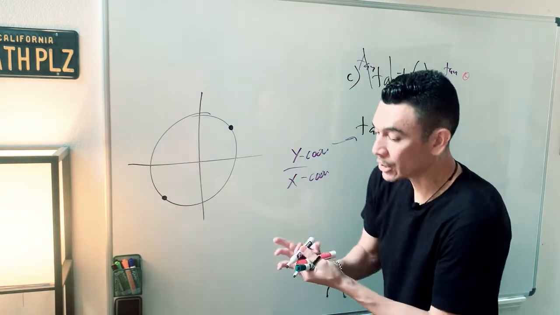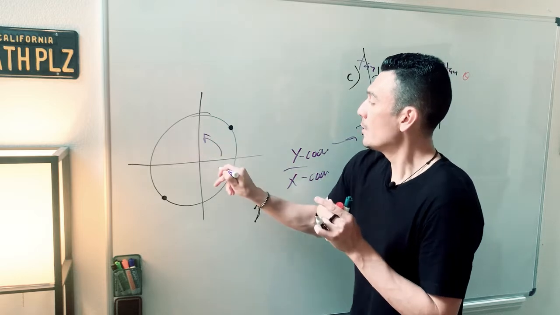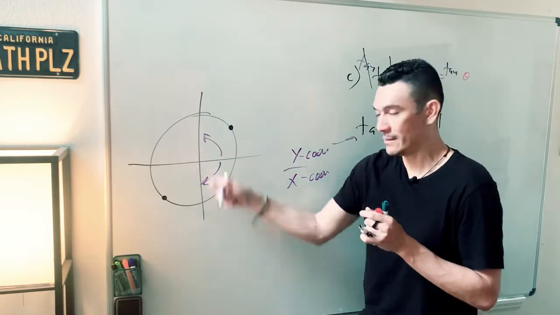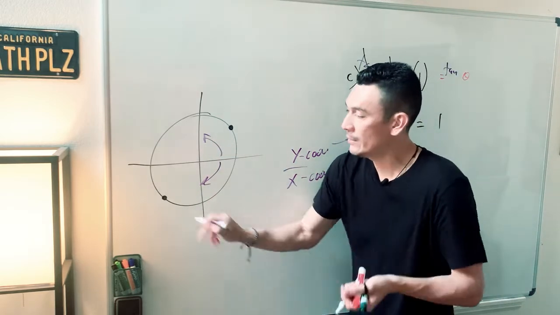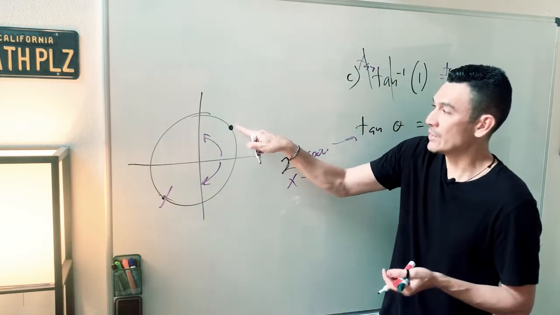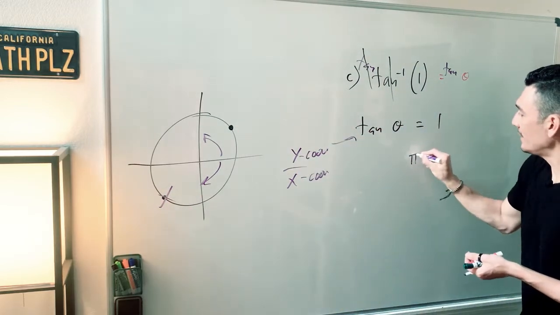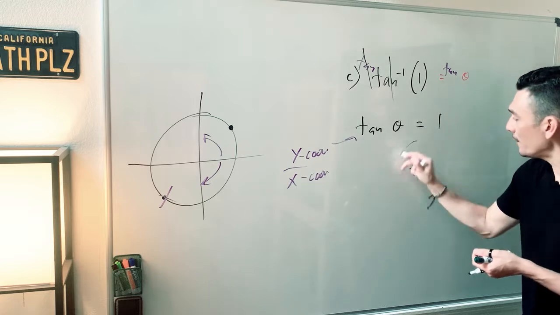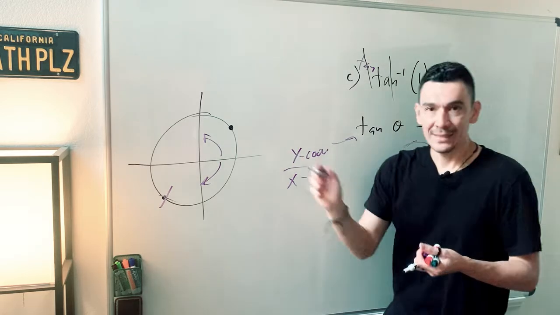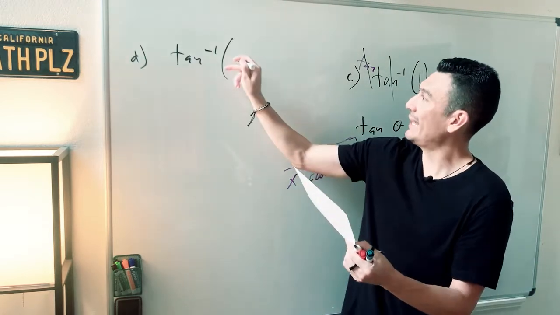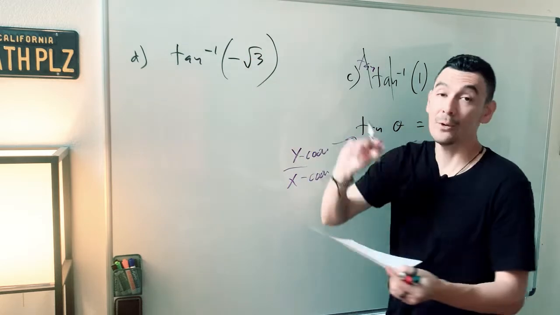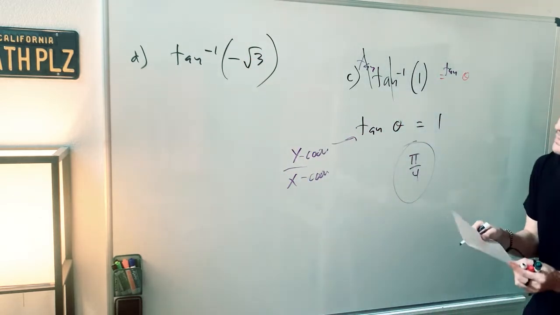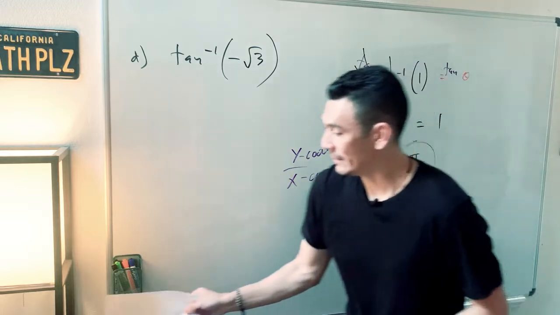But this one doesn't work, because for tangent inverse, we recall that it has to be within this span, this window. So this one's no good. That's the only option, and I believe that would be pi/4, and that would represent our angle theta. Right? There we go. This one will make us think a little bit, okay?